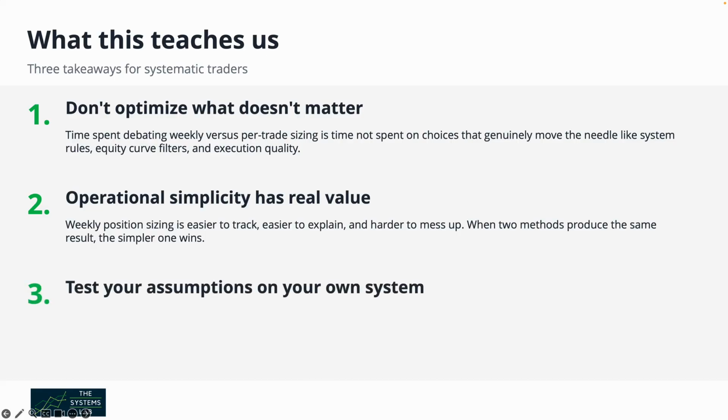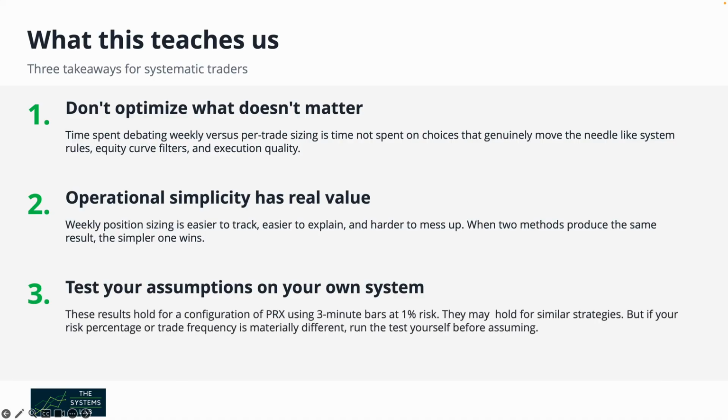And finally, test your assumptions on your own system. The results that we've looked at here hold for a configuration of PRX using 3-minute bars at 1% risk. They may hold for similar strategies, not guaranteed, but they may. But if your risk percentage or trade frequency is materially different, then you'll definitely want to run a similar test yourself before making any assumptions.